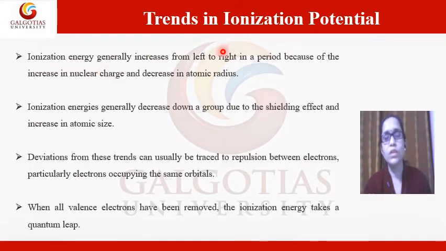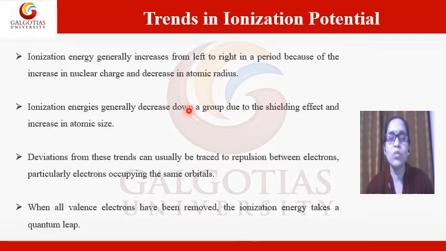Let us see what is the trend of ionization potential in the periodic table. Ionization potential or ionization energy generally increases from left to right in a period, because when we go from left to right, the nuclear charge increases and atomic radius decreases. So ionization energy will increase. As no new shells are added and the atomic radius decreases, more energy is required to remove the electron from the valence shell.